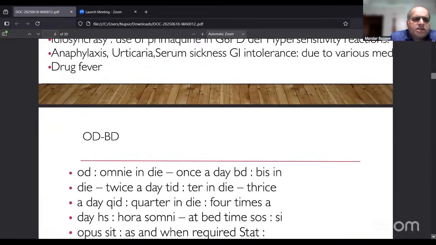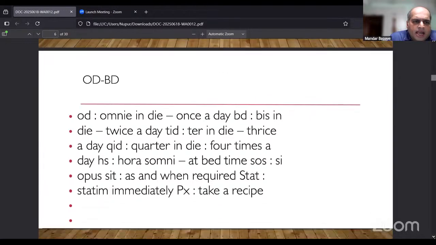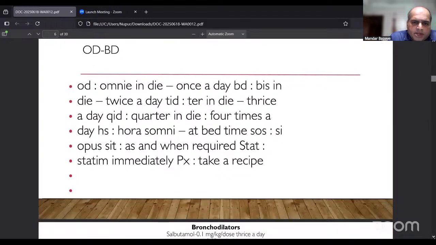And what is this OD, BD? We talk with our residents, our doctor colleagues, and say give this one OD, give that one BD. But these are the Latin terminology. And as you can see on the slides, it's omni die, bis die. But in practice, we should not write OD, BD, QID, TDS on our prescriptions. Write in the language the patient would understand, and it would be easier for a patient to take the medicine.